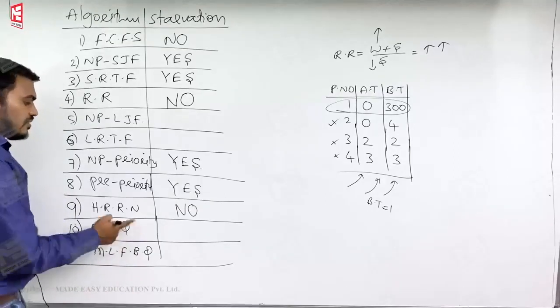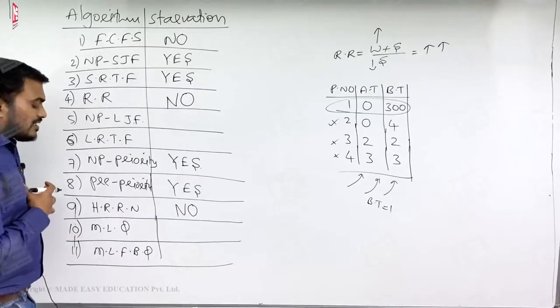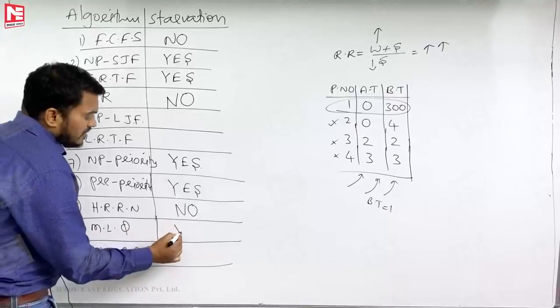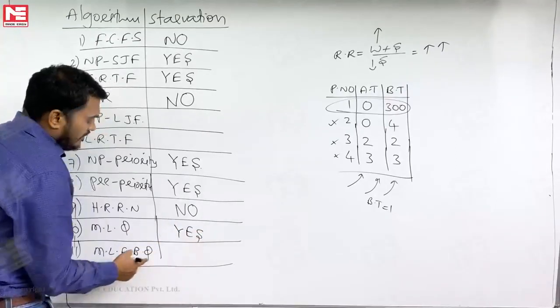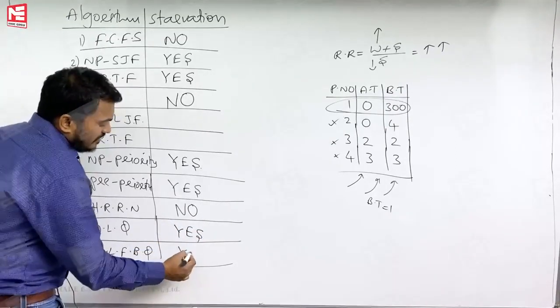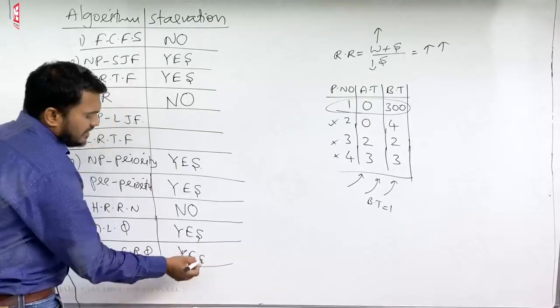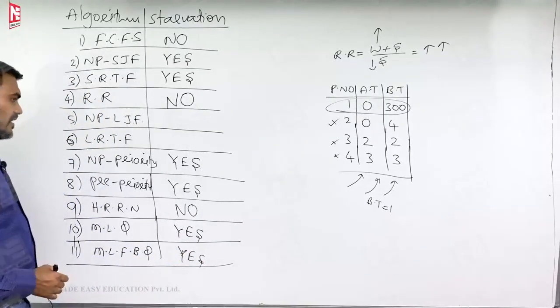And next, multi-level queue scheduling. बताओ, अभी किए थे मल्टी लेवल क्यू शेड्यूलिंग. डू यू हैव स्टारवेशन हियर? यस. एंड मल्टी लेवल फीडबैक क्यू. डू यू हैव स्टारवेशन? यस. ओके, अभी तो बताया था. दैट इज यस.